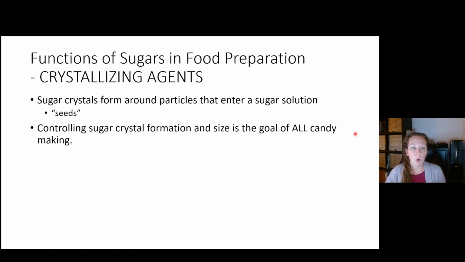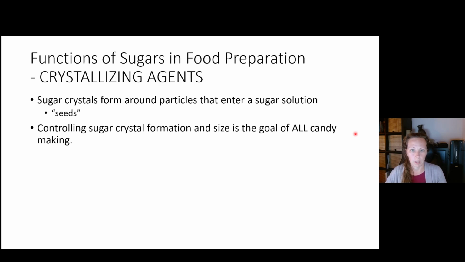So controlling this crystal formation and the size of the crystals that we form is the goal of all candy making. Okay, so not in all candy making are we wanting to make crystals, but for all candy we need to control that. All right, whether that is because we do want to make big crystals or tiny crystals or lots of crystals or very few crystals or no crystals at all.